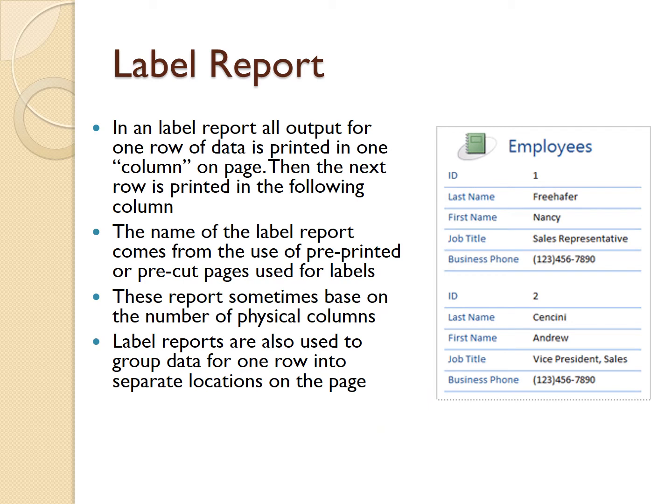Next one is label report. In a label report, all output for one row of data is printed in one column on the page. Then the next row is printed in the following column. The name of the label report comes from the use of pre-printed or pre-cut pages used for labels. This report is sometimes based on the number of physical columns. Label reports are also used to group data for one row into separate locations on the page.